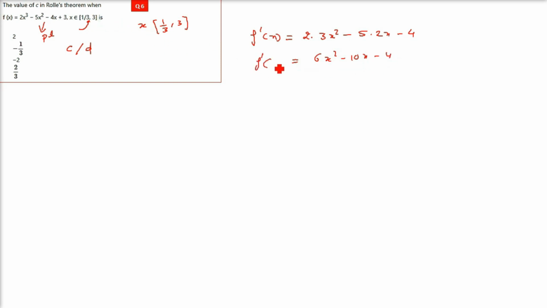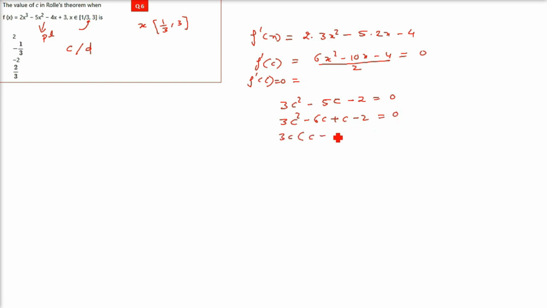This is f dash x, so let us call it c, as the question is also saying about c. So we have f dash c equals 0, and since we have 2 in common, let us divide everything by 2. So what do we get? 3c square minus 5c minus 2 equals 0. So 3 2s are 6, so you can have minus 6 plus 1 in order to get negative 5. 3c square minus 6c plus c minus 2. Let us take 3c common. We get c minus 2 here, plus 1 into c minus 2 equals 0. So c minus 2 into 3c plus 1 is equal to 0. So c is equal to 2 here and c is equal to negative 1 by 3 here.